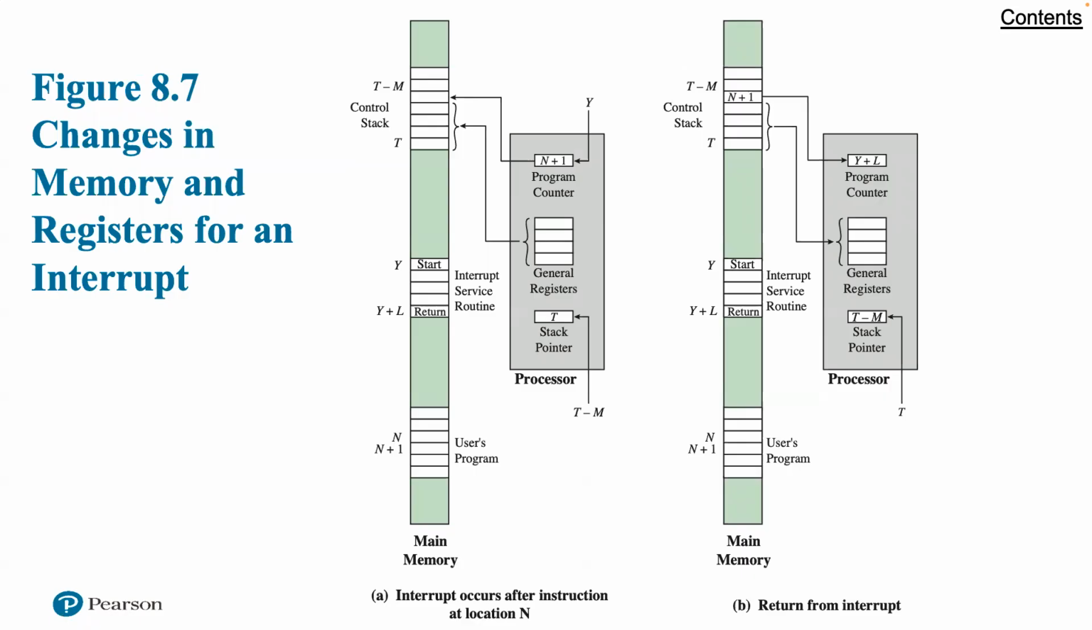Here we see the changes in memory and registers for an interrupt. Once the program counter has been loaded, the processor proceeds to the next instruction cycle, which begins with the instruction fetch. Because the instruction fetch is determined by the contents of the program counter, the result is that control is transferred to the interrupt handler program. The execution of the program results in the following operation.